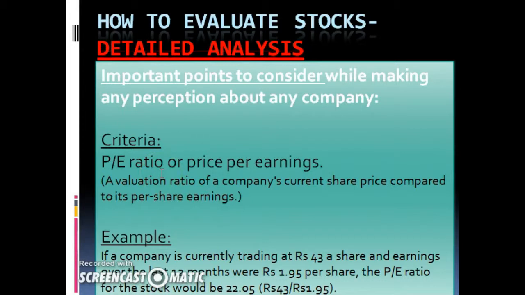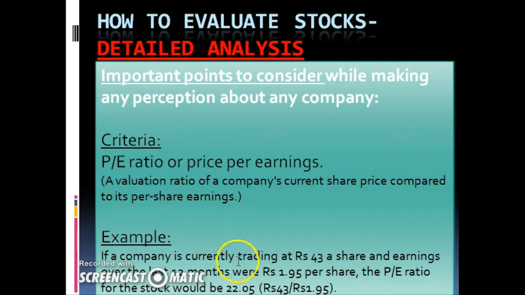So what is price to earnings? It's a valuation ratio of the company's current share price compared to its per share earnings. Let's explain it with an example. If a company is currently trading at 43 rupees a share, and the earnings over the past 12 months have been 1.95 rupees per share, then the P/E ratio for the stock would be 22.05, which is the ratio of the trading value to the earnings value. So here you would be able to find the price to earnings.